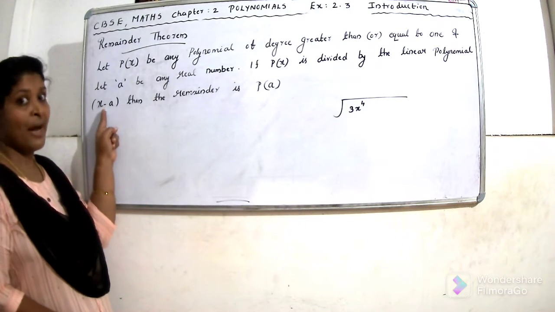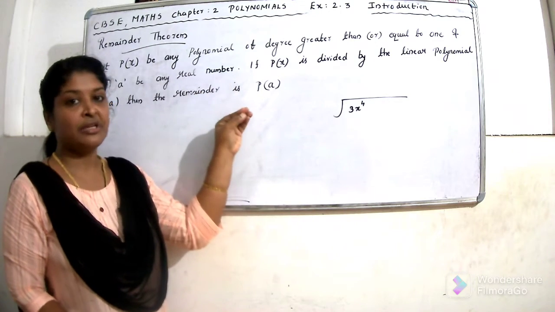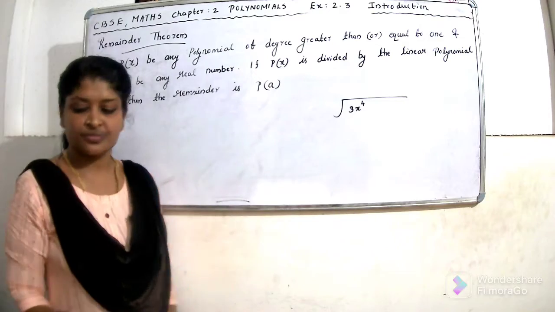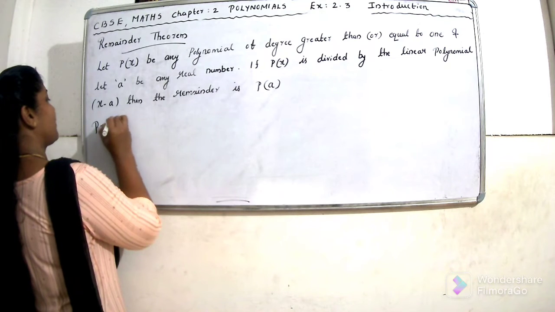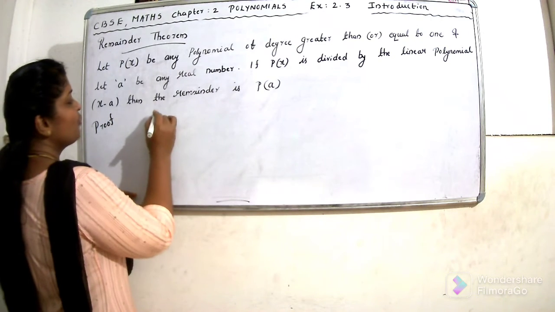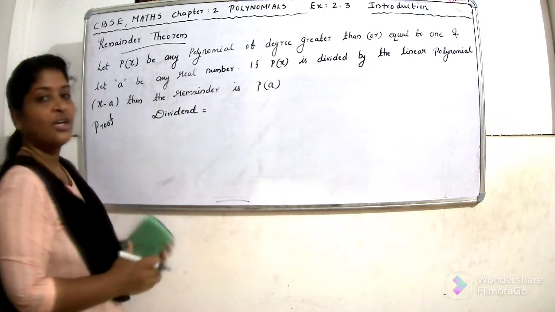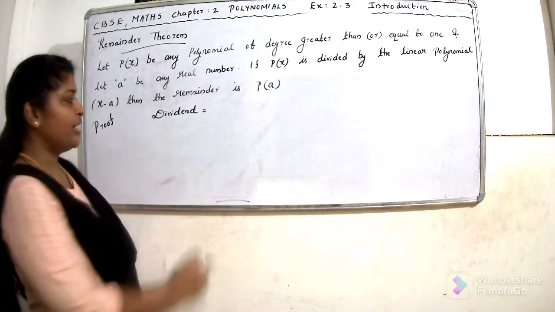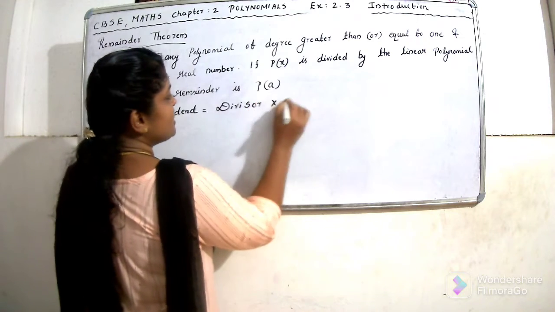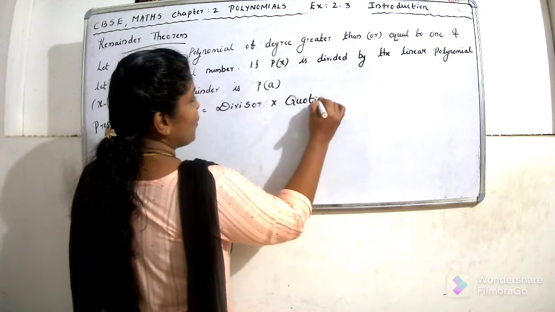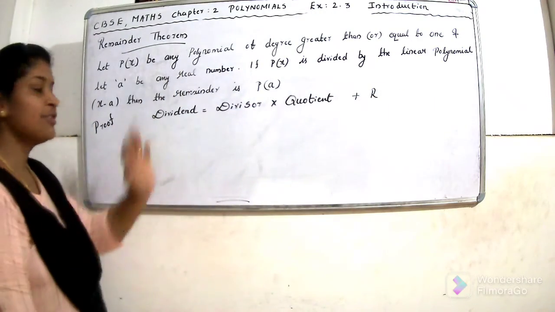Here we have x minus a. So what is the remainder we are getting? It is p of a. So that is the remainder theorem. Now let us check its proof. Proof: the division algorithm, we write, dividend is equal to divisor into quotient plus remainder. This is the division algorithm.